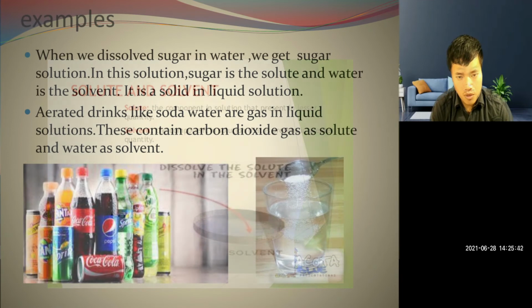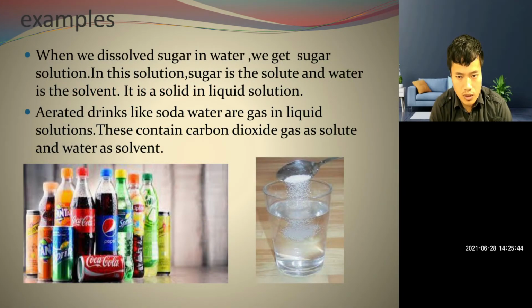Next slide. When we dissolve sugar in water, we get sugar solution. In this solution, sugar is the solute and water is the solvent. It is a solid in liquid solution. We know that sugar is a solid, while water is a liquid. Now we can say that it is a solid and liquid solution.